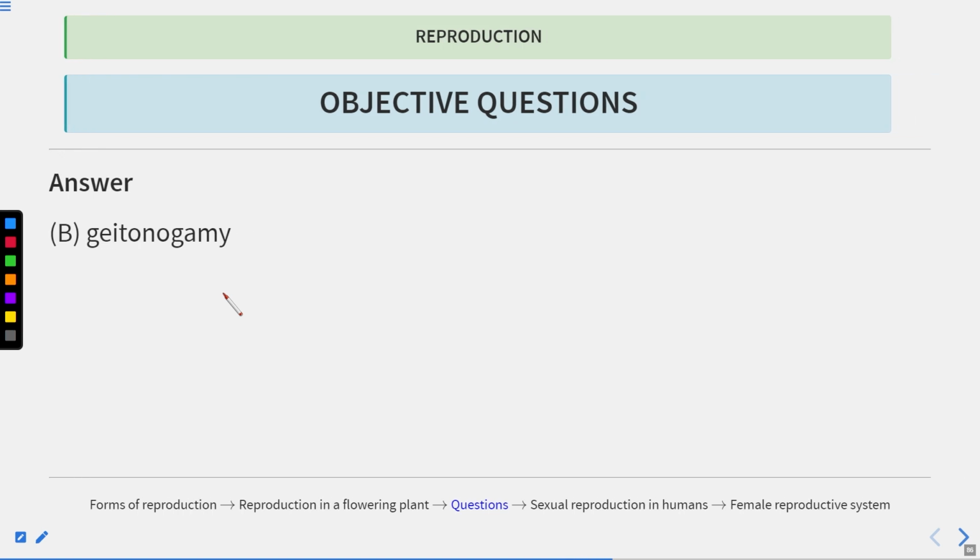Geitonogamy. Here the pollens are transferred from the anther to the stigma of another flower that is present on the same plant. Clear? So it is a kind of self-pollination.